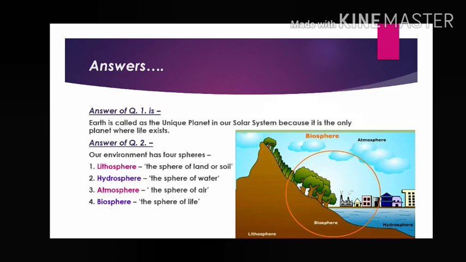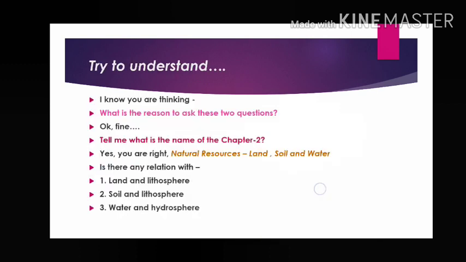Hydrosphere, what type of resource are we getting from hydrosphere? That is water resource. Atmosphere, what are we getting? Gases mainly. Biosphere means sphere of life. That means different types of living things are there. It may be flora, it may be fauna. So there are four spheres present. This is already read by you in class 7: lithosphere, hydrosphere, atmosphere and biosphere.